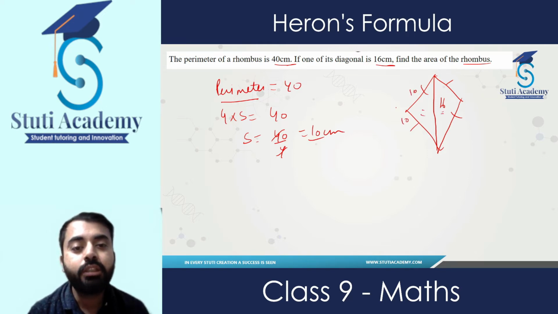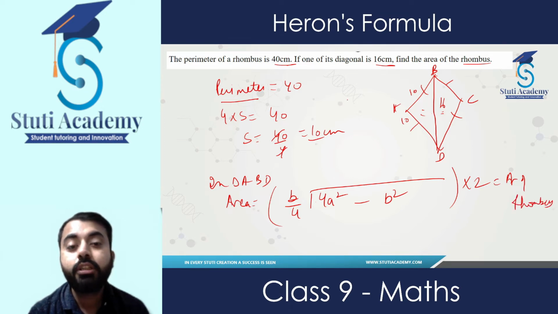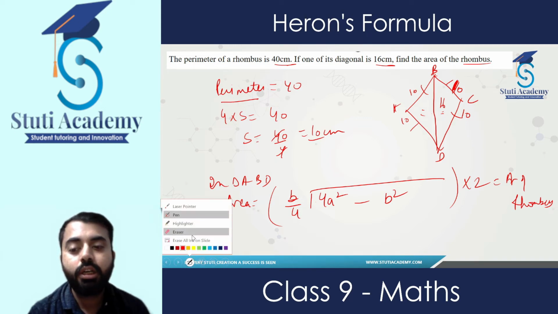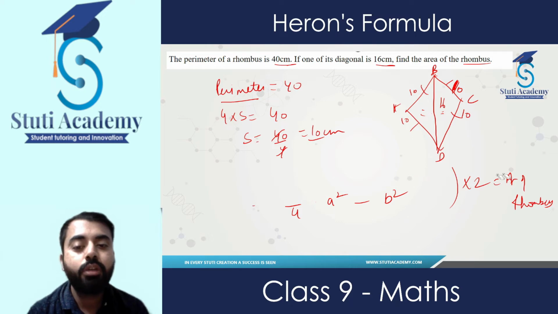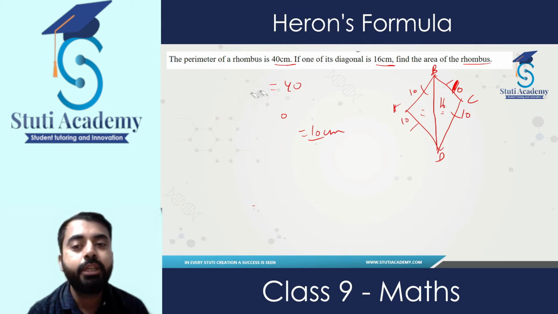Now I know there are two triangles, ABD and BCD. So in triangle ABD, area will be what? I can use this b by 4 square root 4a square minus b square. Twice this will be giving me the area of the rhombus, right? Who are isosceles triangles here? If I find the area of the first one and multiply it with 2, I will be getting the area of the whole complete rhombus, right? So I know this now. Let me just erase this. I have to apply the area of isosceles triangle and I have to double that. On doubling that, I will be getting my answer.